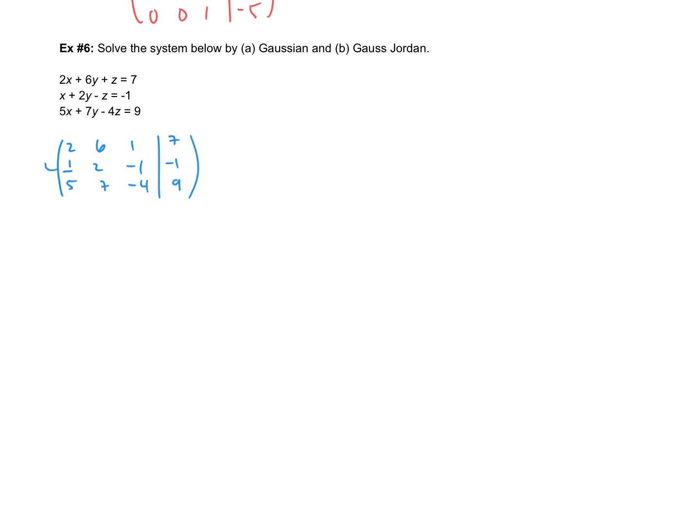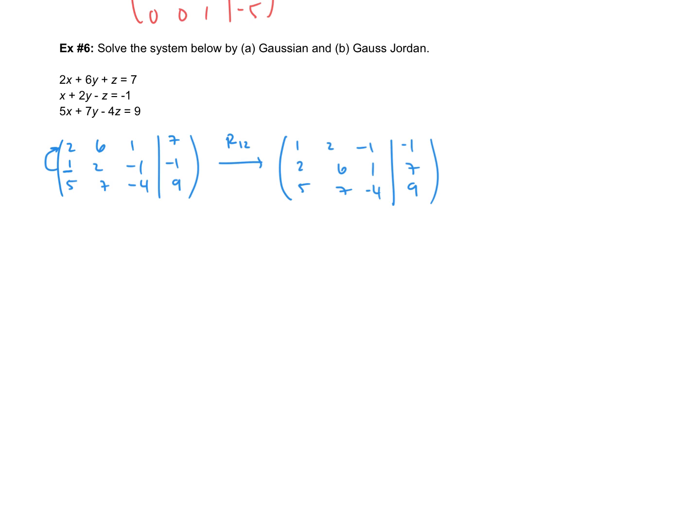Well, it would be more helpful if the 1 was in the first row. So what I'm going to do is switch rows 1 and 2. I would highly suggest that you write notes as to what you're doing so that if you make a mistake, you can easily backtrack. Okay, so my first row is now 1, 2, negative 1, negative 1, and then I have 2, 6, 1, 7, and then 5, 7, negative 4, and 9.